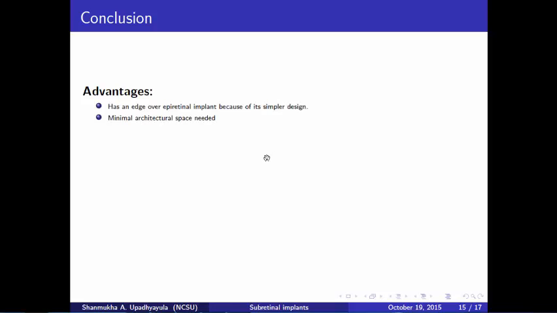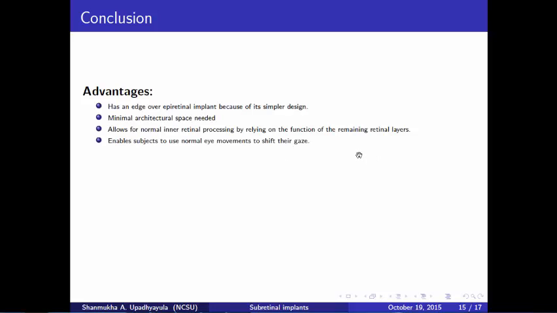So far we have looked into the architecture of the subretinal implants. We have also looked at the results when these implants are embedded into the subjects who are blind, and they were able to perform tasks better. Now we conclude this presentation by presenting an analysis on advantages and disadvantages. The advantages of using subretinal implants are: it has an edge over epiretinal implant because of its simpler design, it requires minimal architecture space, and it allows for normal inner eye retinal processing by relying on the function of the remaining retinal layers.